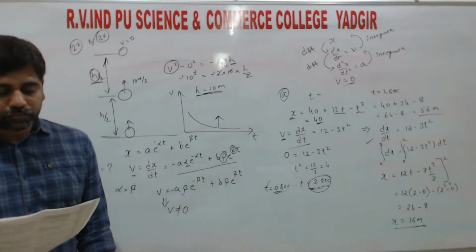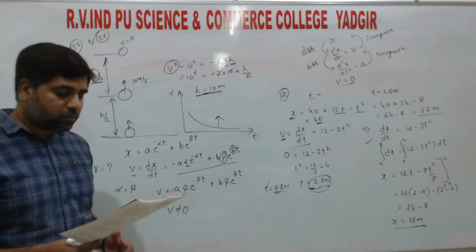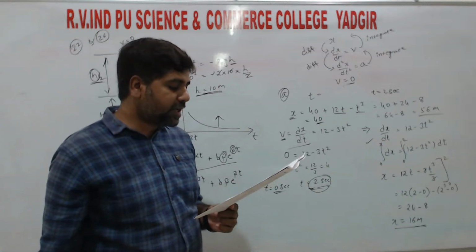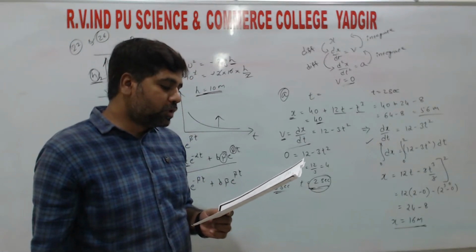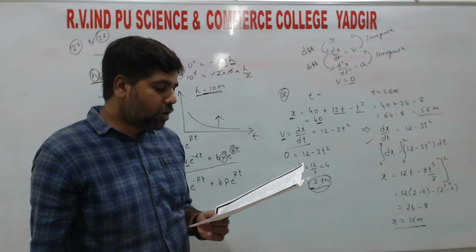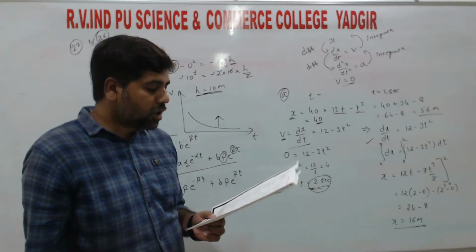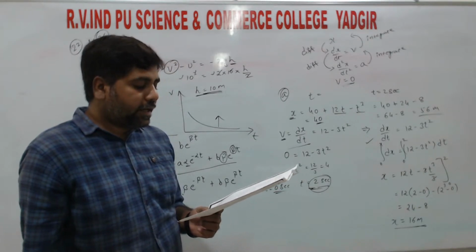Next, 24. A man throws a ball with the same speed vertically upwards, one after another at an interval of 2 seconds. What should be the speed of the throw so that more than 2 balls are in the sky at any time?